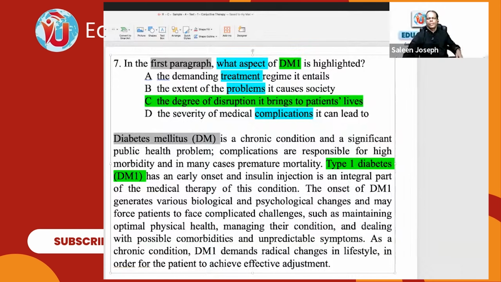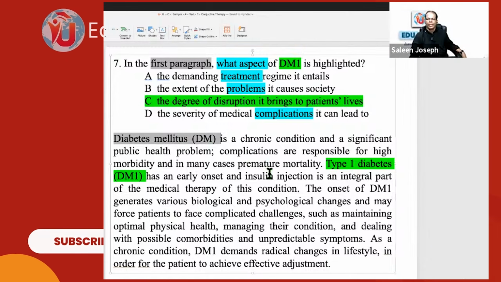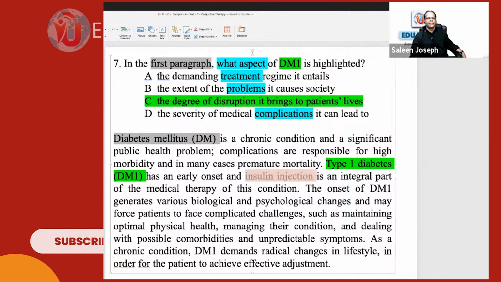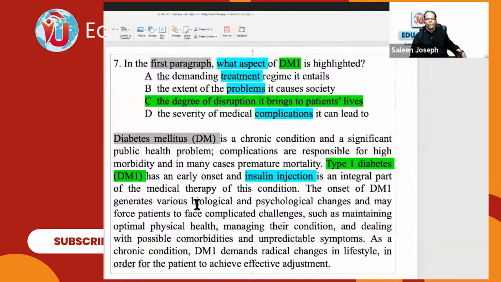So what are the disruptions mentioned here? Type 1 diabetes. First one is general. Normally it happens as I've told you: they might speak about general studies, then a particular study, a particular name. So disruptions are given after type 1. What are the disruptions? Insulin injection is a disruption, right? Difficulty for the person. Biological and psychological changes, that's a disruption. Disruption means the challenge or difficulty or inconvenience that is caused, and may force the patient to face complicated challenges.